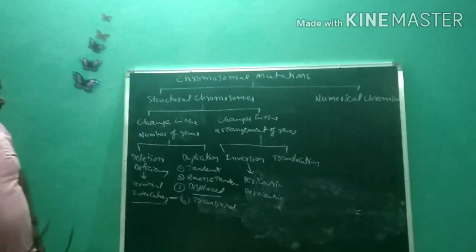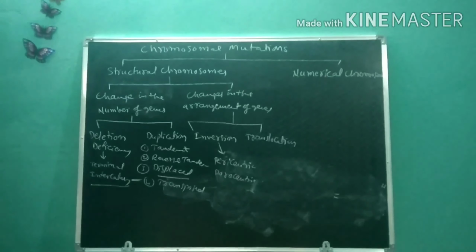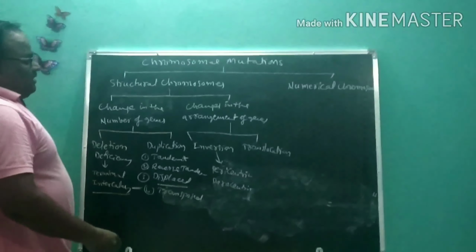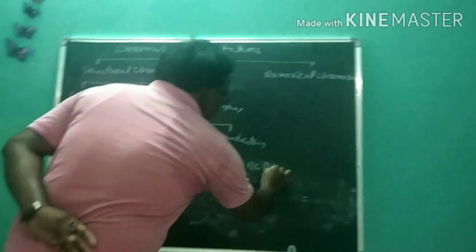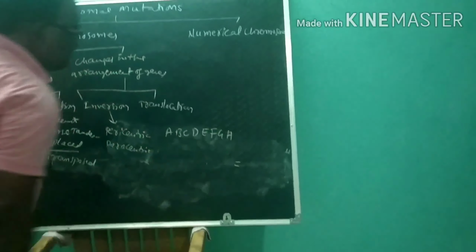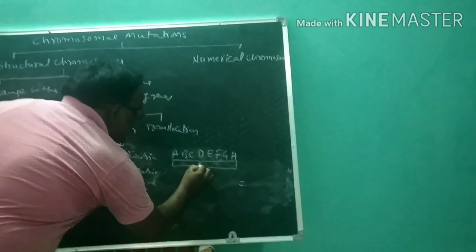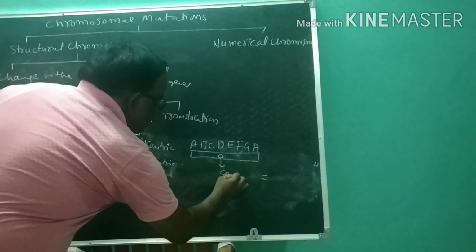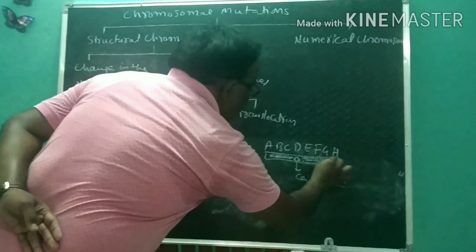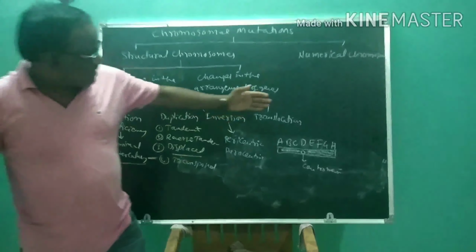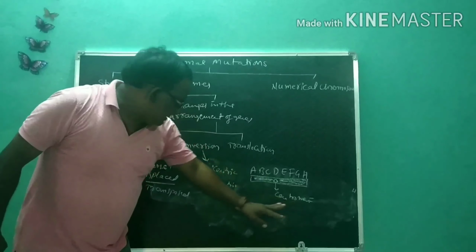Pericentric means the rotation includes the centromere within the breakage. For example, A, B, C, D, E, F, G, H is a chromosome, and in the chromosome this is called the centromere. If it includes the centromere, that is called pericentric. If it does not include the centromere, that is called paracentric.